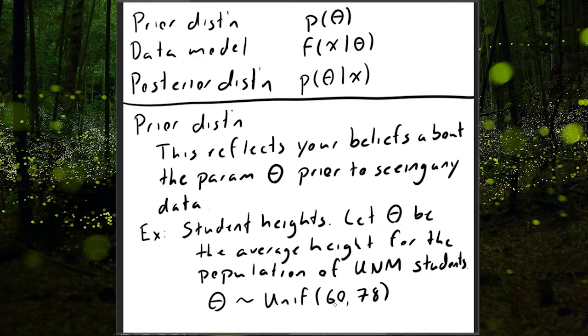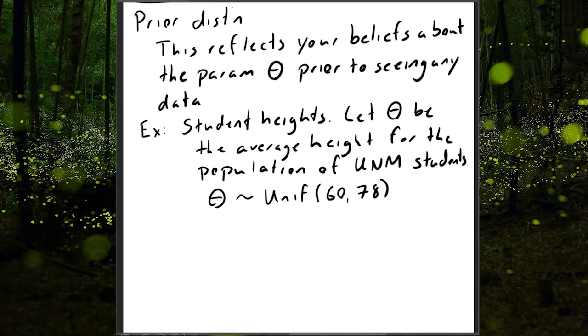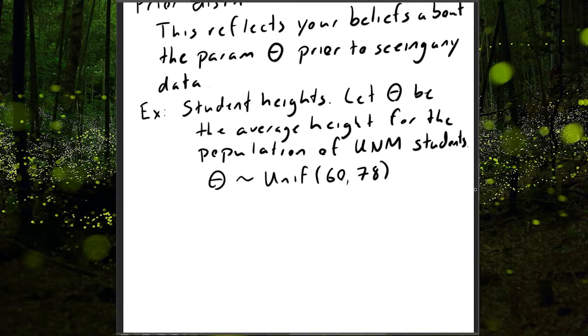I'm not saying that I think any value in there happens to be more or less likely. I'm just saying that I think it's got to be there and they're all about equally likely. Now that's not a great prior belief, but it should work. I don't think that the average height of UNM students could be anywhere outside of that. So if this is my statement about my prior belief, I can write that P of theta is equal to, now how do I write the PDF of the continuous uniform distribution?